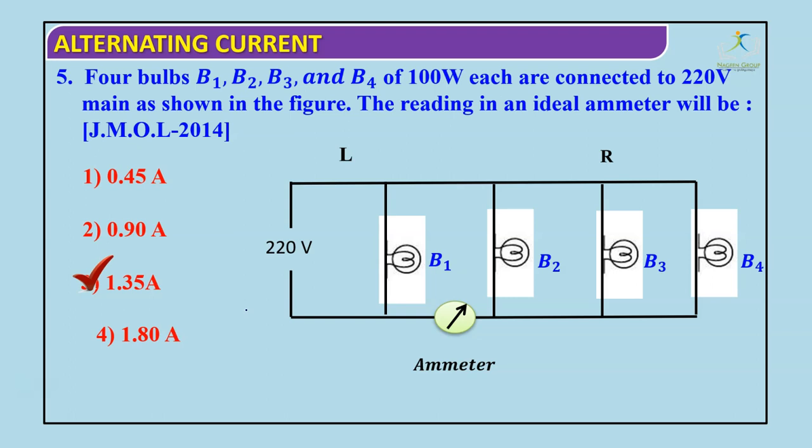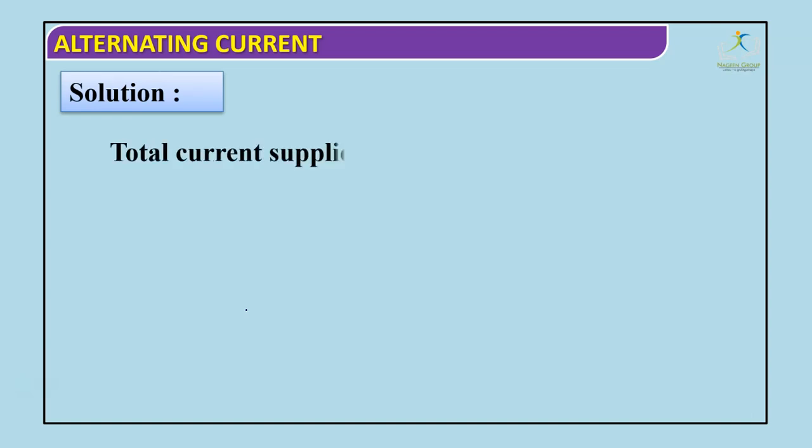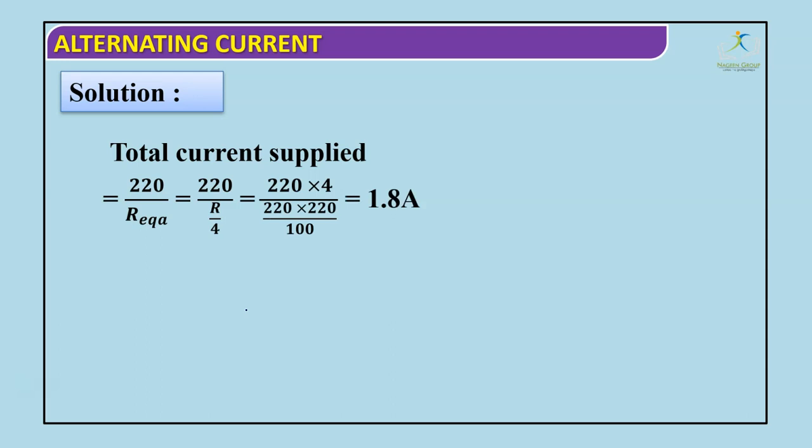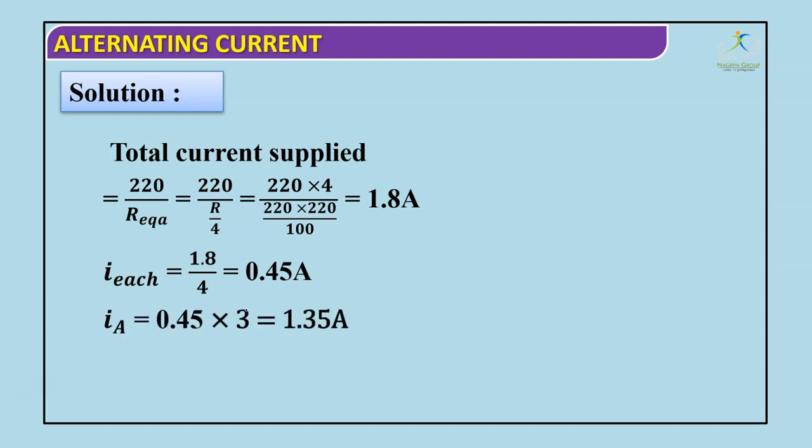Now moving ahead with the solution part. So the total current is supplied at 220 volt and R equivalent. As we know that all these resistors are in parallel, the equivalent resistance will be R by 4. After putting in the values, we get the total current, which is 1.8 ampere. And the current in each is 1.8 by 4, which is 0.45 ampere. And for the 3 bulbs only, this will be 1.35 ampere. I hope you understand how to solve this particular problem. The correct answer for this question is option number 3.